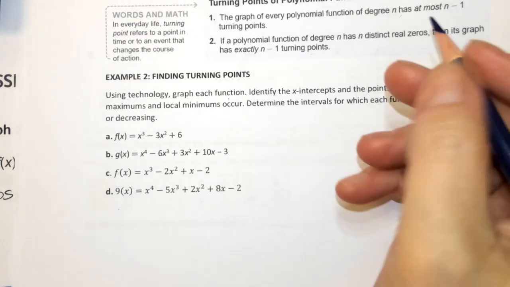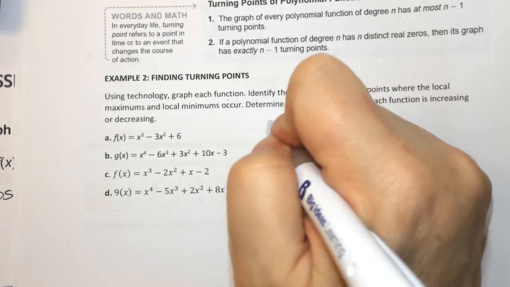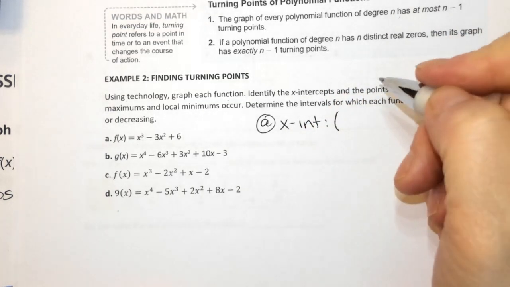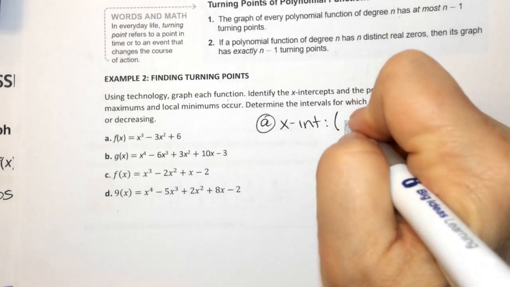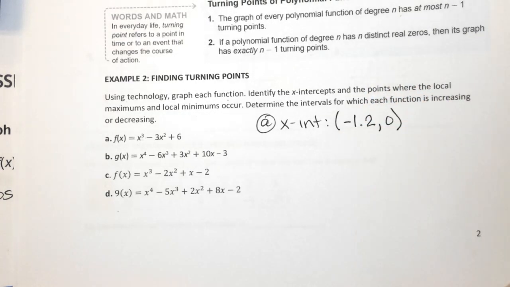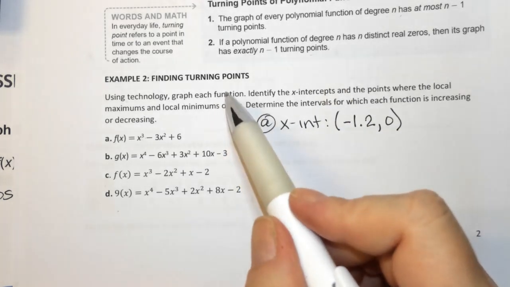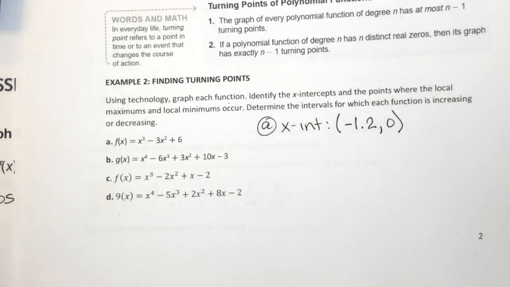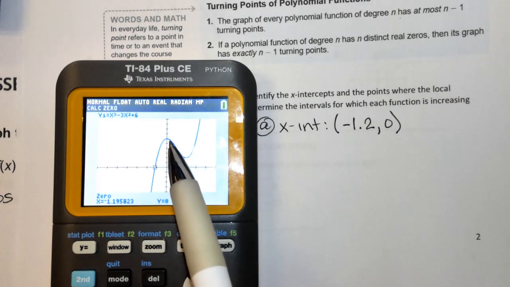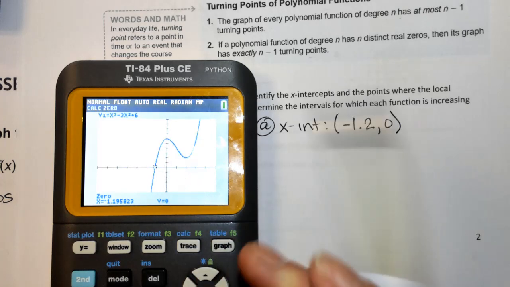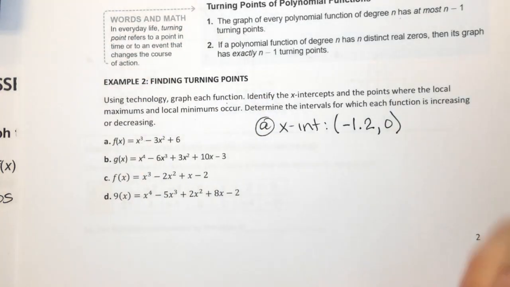So for A, I don't want to use the color pencil. Our x-intercept is, we're going to round to the tenths place, so -1.2, 0. All right, that is the only one. So what else did we need? We need the local maximums and the local minimums. So we can see this one. This is our maximum right here. That is when x is 0, and y is 1, 2, 3, 4, 5, 6.